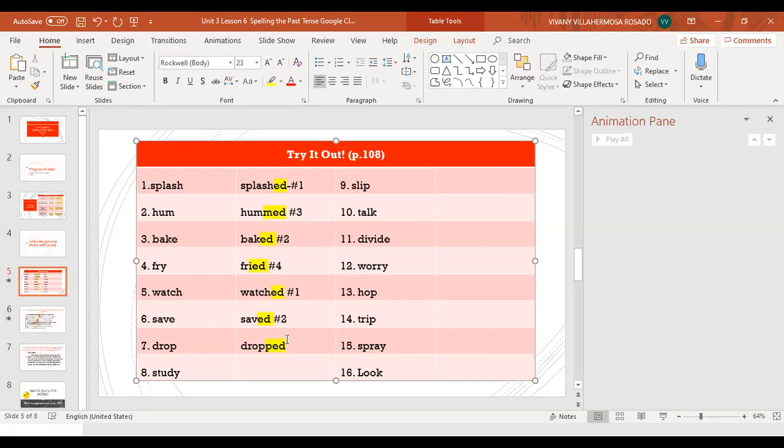And what rule number is this again? Rule number 3, yes. Okay, study. Let's look at the word study, a verb ending with consonant and Y. We change the Y to I, and then we add ED. Okay, and what rule are we following here? Number 4. There you go.